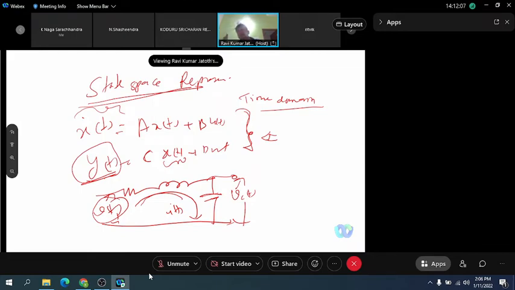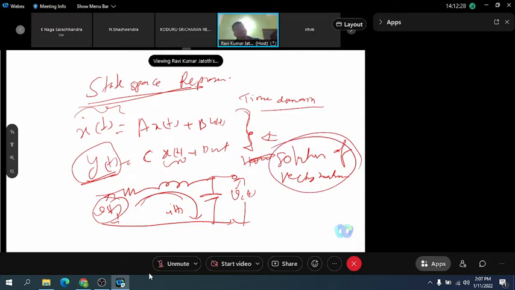The moment you get all the states of this, then you need to solve the vector matrix differential equation. So how to solve this vector matrix differential equation? The solution of vector matrix differential equation is what we are going to see afterwards. Once we model the system in state space, then we try to see the solution of it.